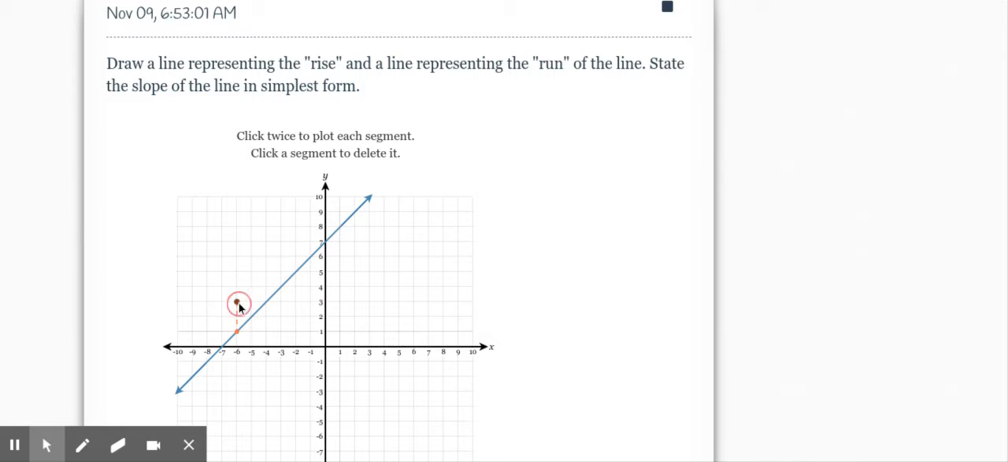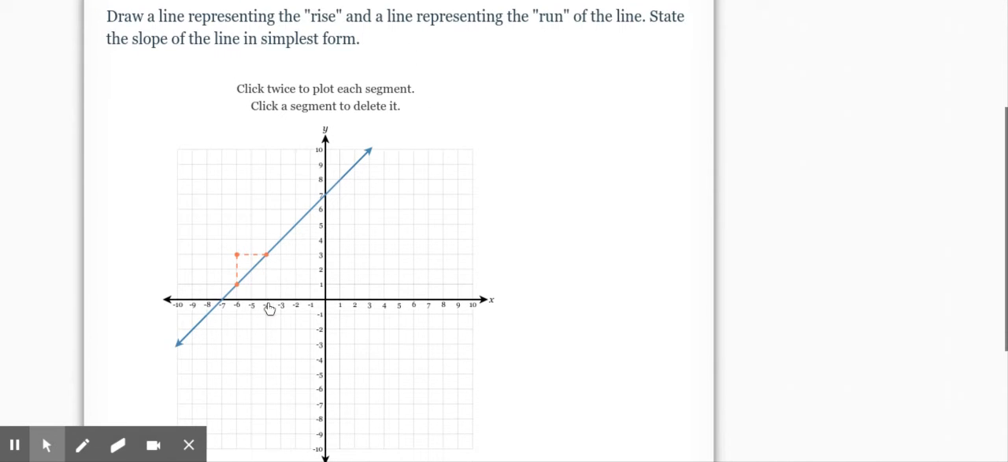And then I'm going to click right there on that point where I ended, and I'm going to draw my second segment to represent my run. So you should always end up with your 2 orange lines kind of making like a triangle against your blue line. So that represents our rise and our run. So our slope, if we write that as rise over run, is +2 over +2.